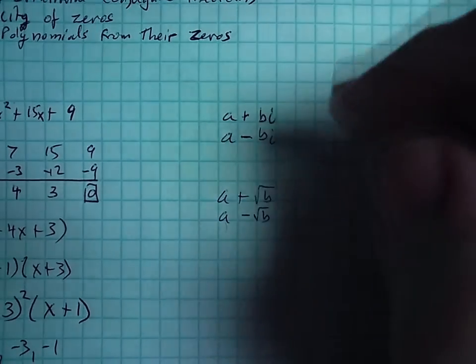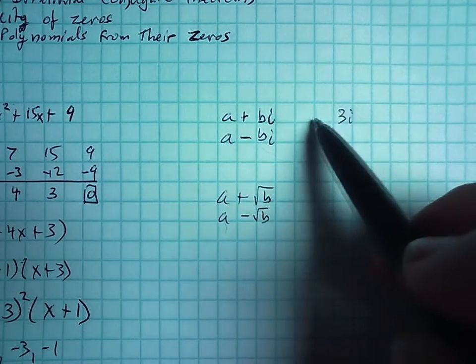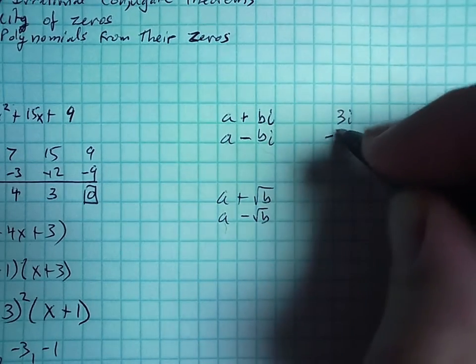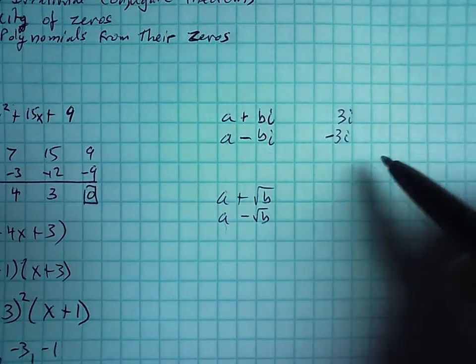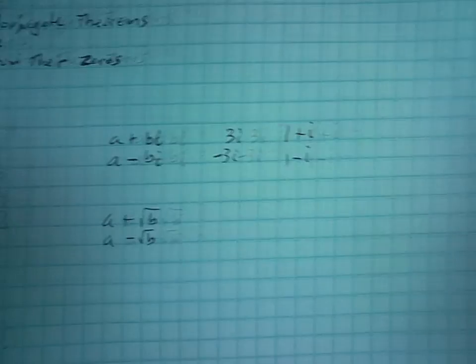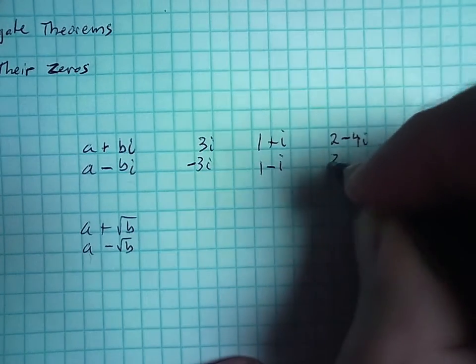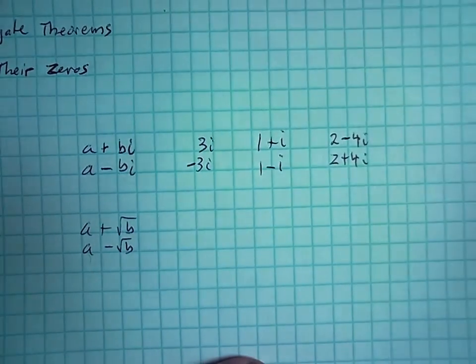If you prefer your examples with numbers, if you have, say, 3i as a solution, in that case a is 0, it's 0 plus 3i. 0 minus 3i is also a solution. Or if you had 1 plus i, 1 minus i is also a solution. Or if you had 2 minus 4i, then 2 plus 4i is also a solution.